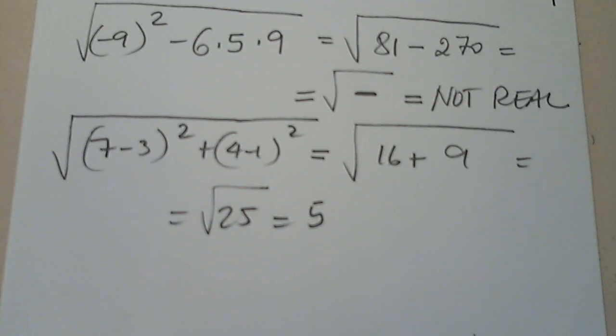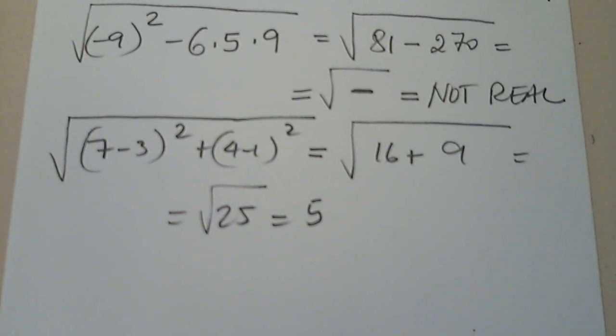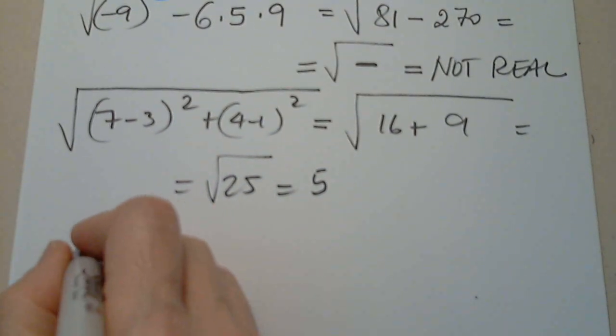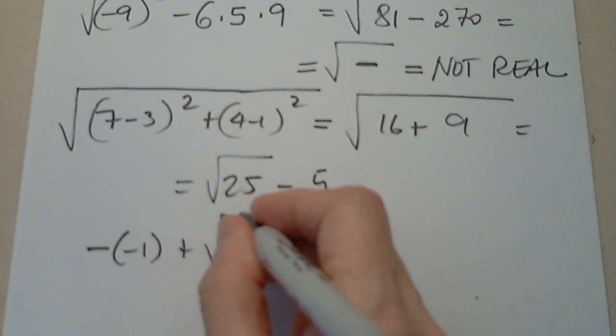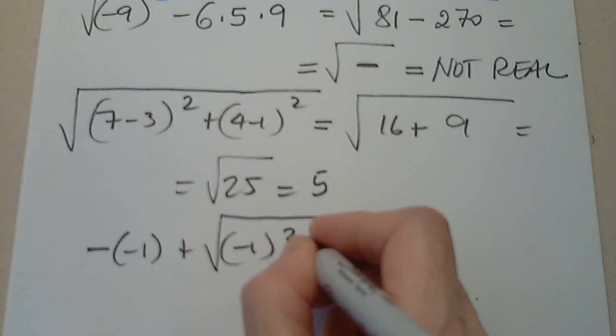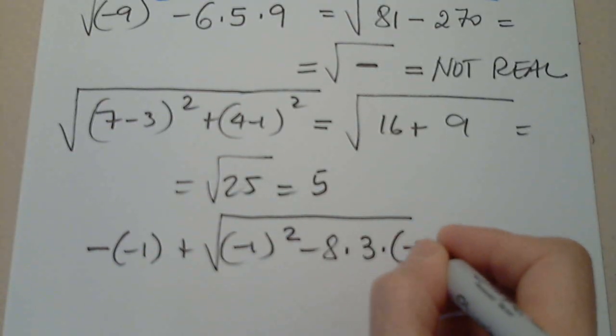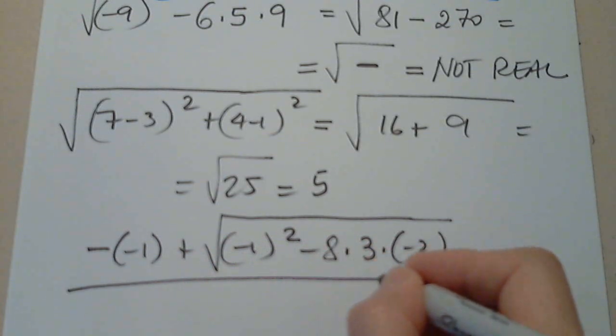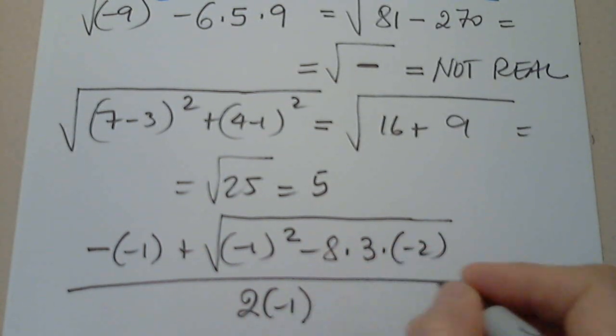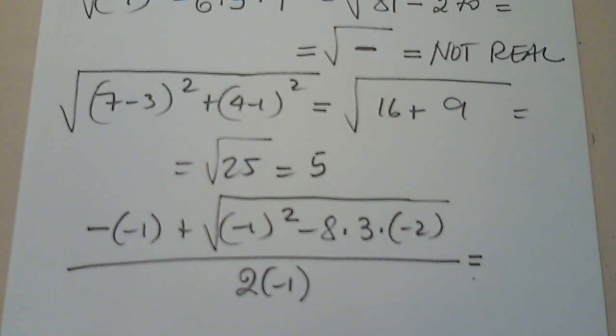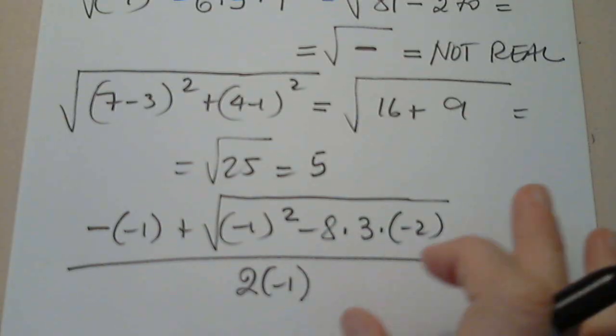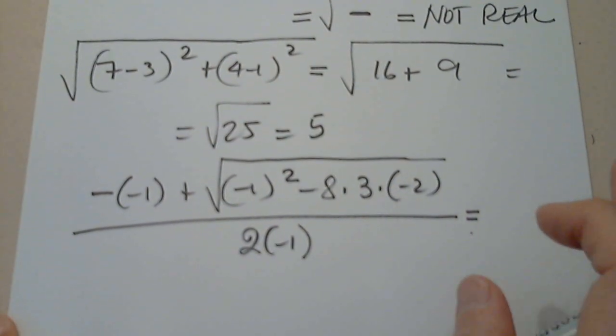Any questions? Any questions, please? Negative 1 plus the square root of negative 1 squared minus 8 times 3 times negative 2, and everything divided by 2 times negative 1. And after this one, I stop, I promise. Do I still have time? Yeah, we can finish this problem. Okay, I already took 1 more minute of your time. So let's finish this one.